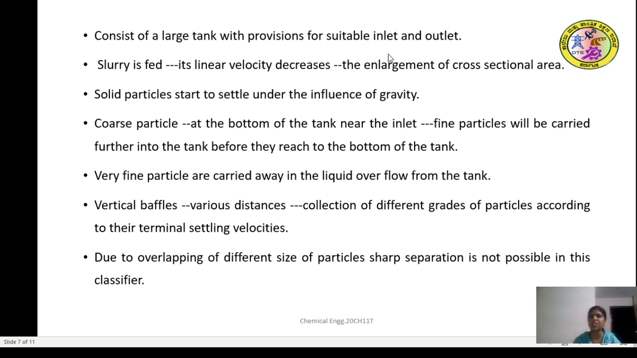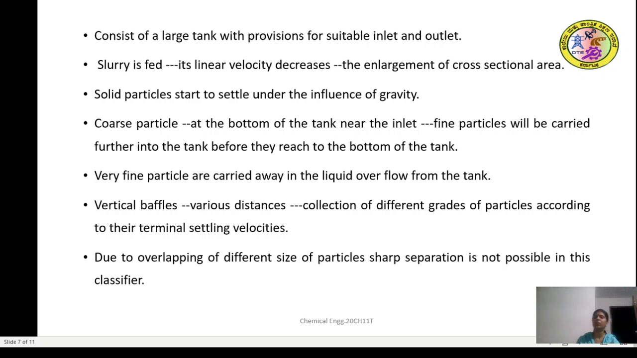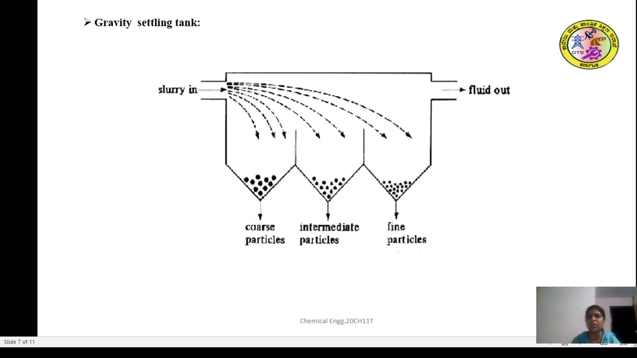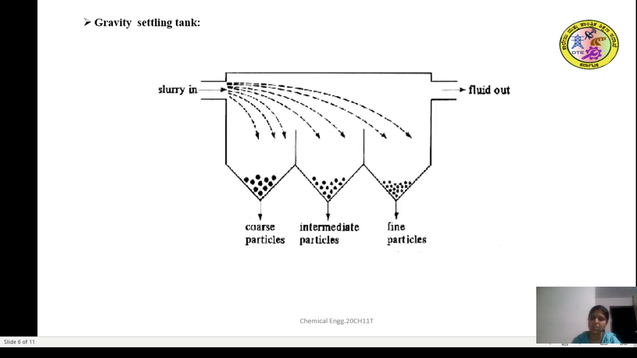It consists of a large tank, as you can see, with the provisions for a suitable inlet and outlet. Inlet is there and outlet is there. Slurry is fed at a certain velocity. As it is fed inside the tank, this linear velocity decreases. As soon as it is pushed, the linear velocity decreases because of what? Enlargement of the cross sectional area.